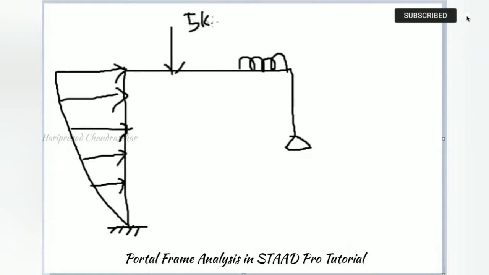So this one 5 kilonewton, and then this one 3.5 kilonewton per meter, and then here I'm just going to take 4 kilonewton and start with 0. Okay, and this is okay.